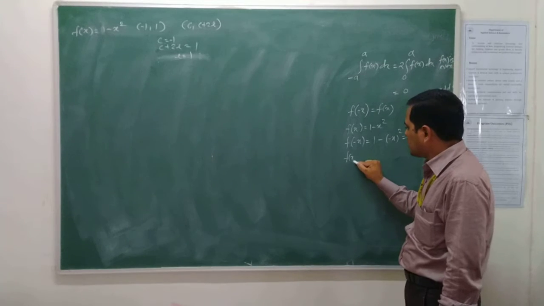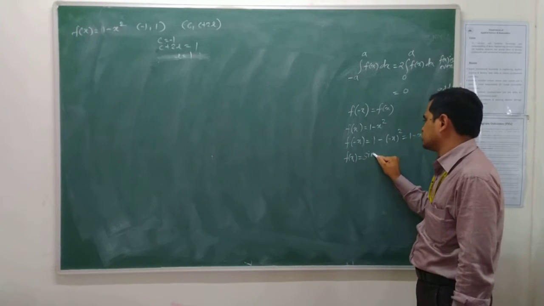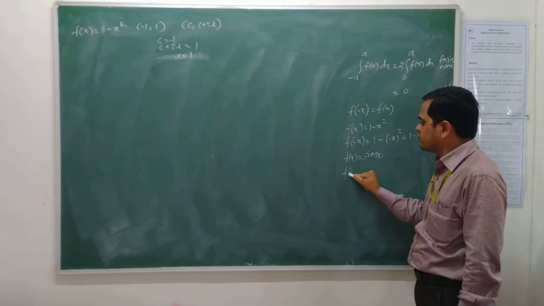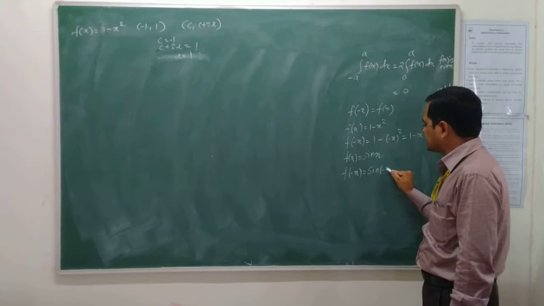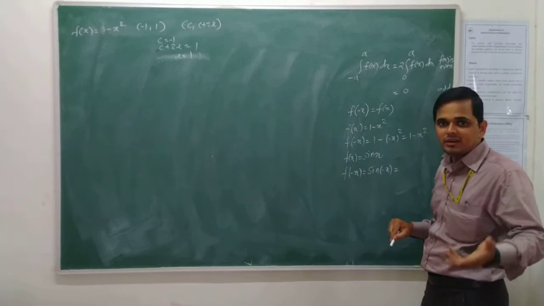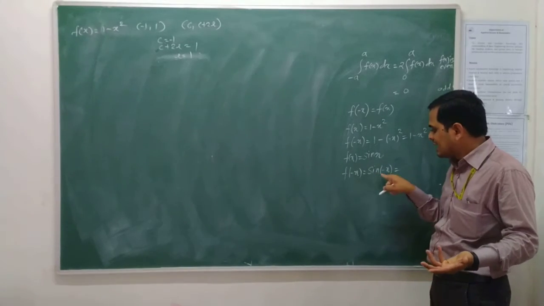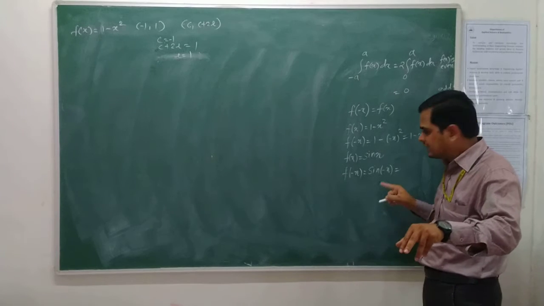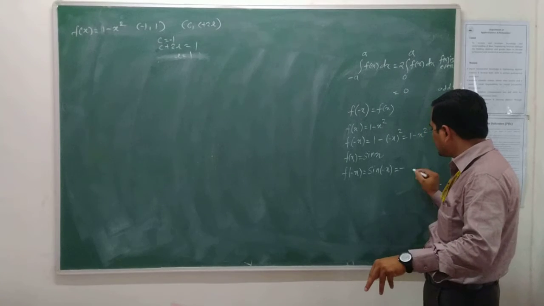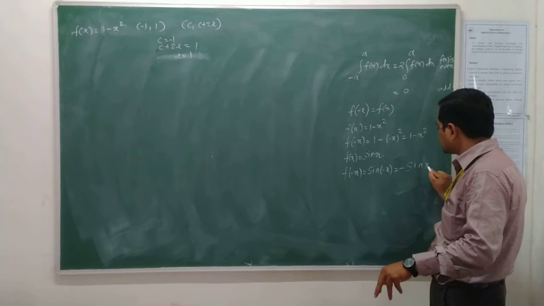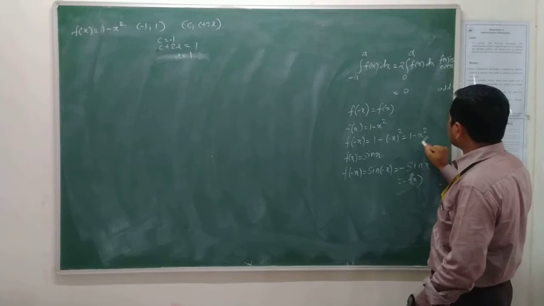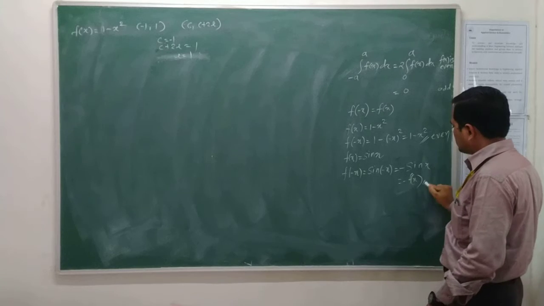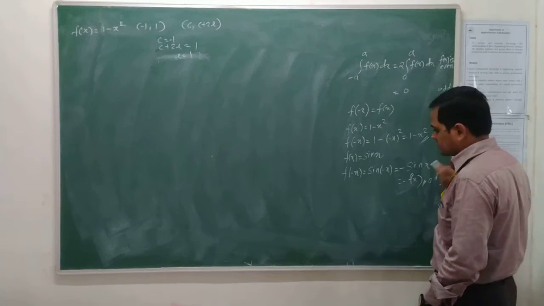Let us take another example. f of x is equal to sin x. So f of minus x is equal to sin of minus x. And you are aware of the trigonometric identities of the sin function. Sin of minus theta is minus sin theta. Here theta is replaced by x. So we get minus sin x, which is nothing but minus f of x. So here the first f of x is even and here f of x is an odd function.